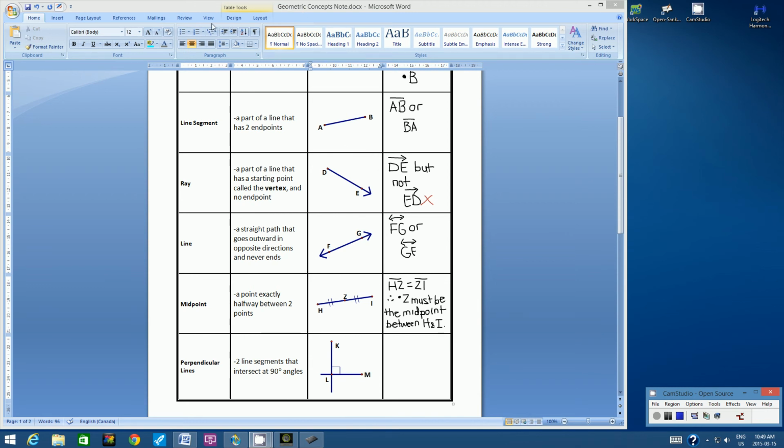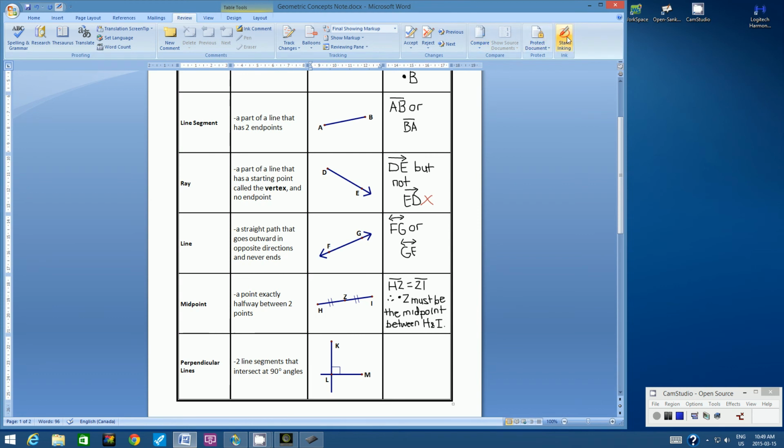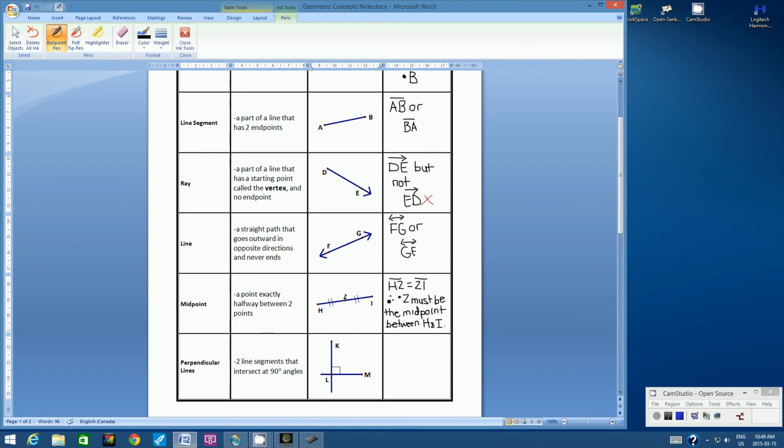Okay, so let's write a conclusion here. We have line segment KL is perpendicular to line segment LM.